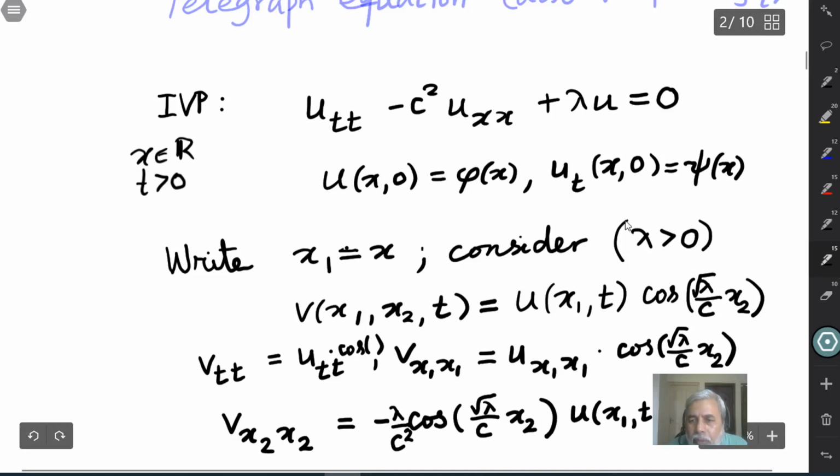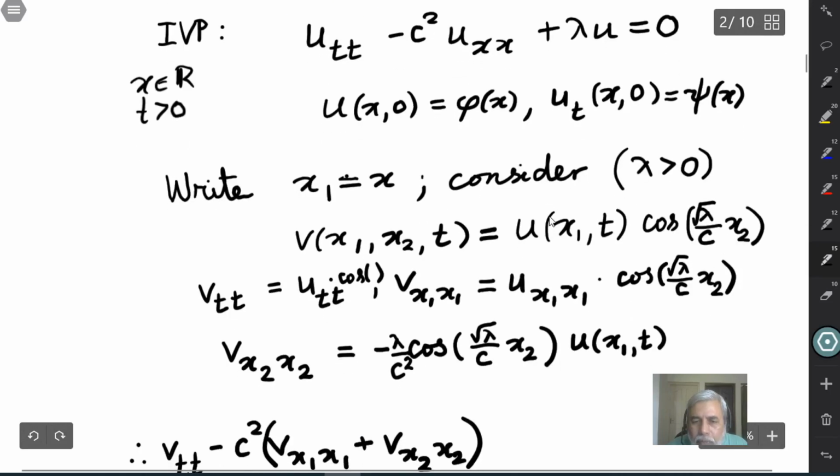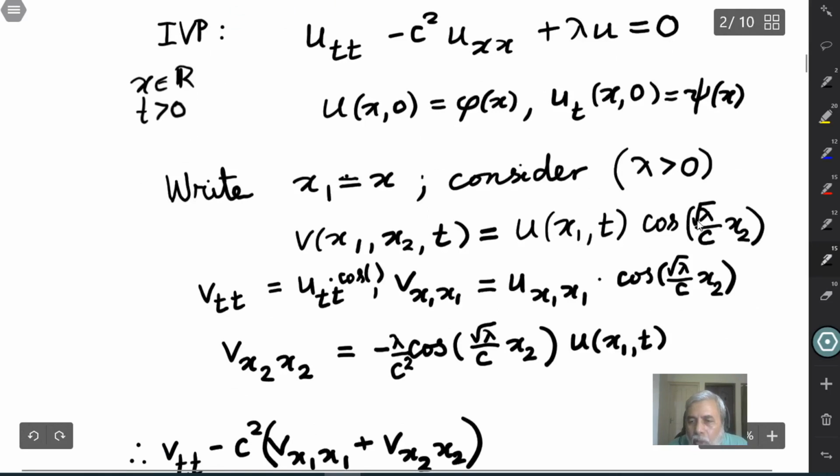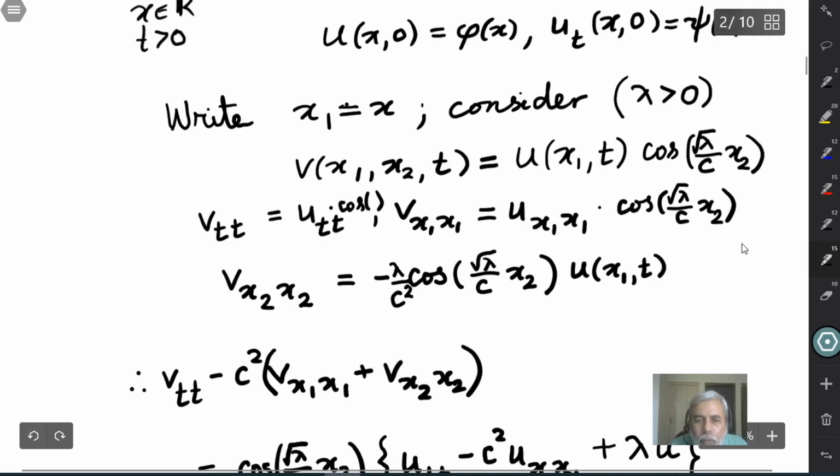Okay, so first assume this lambda is positive and consider this function of two space variables now, v of x1, x2, t, which is equal to u of x1, t, where again u is the solution of that equation, times cos of root lambda by c x2. So this is, you can say, separated variables, x1 and x2 are separated here. Since I am assuming lambda positive, root lambda is also positive.